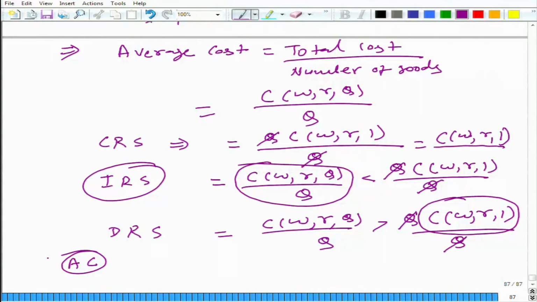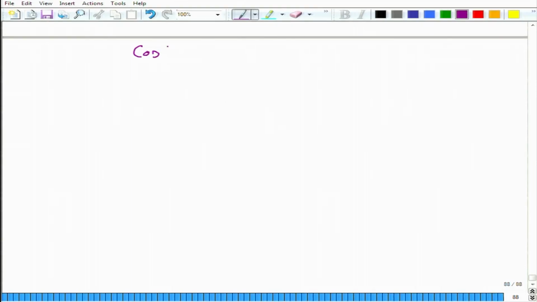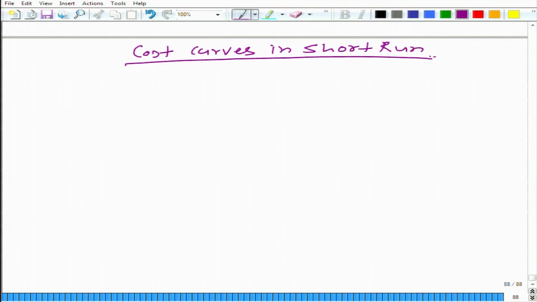What we are going to do now, for the time being, is move from the long run to the short run. Okay? Cost curves in the short run. And how is the short run different from the long run? At least one of the variables does not change.